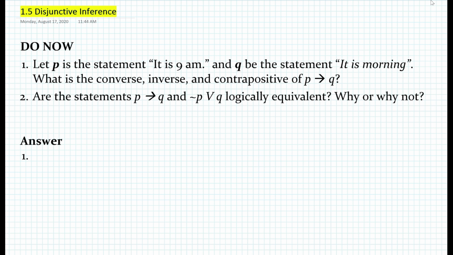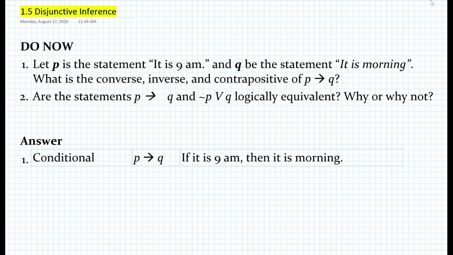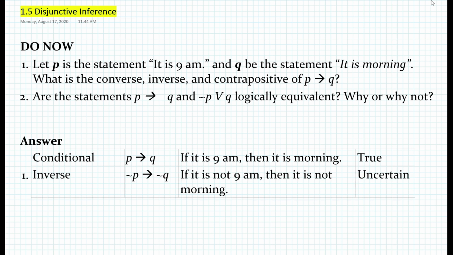And the best way to do this is to organize this in a table again. So the first statement, the conditional statement if P then Q, is if it is 9 a.m., then it is morning. So obviously this statement is true, right? So let's write out the inverse, the converse, and the contrapositive now. So the inverse would be if it is not 9 a.m., then it is not morning.